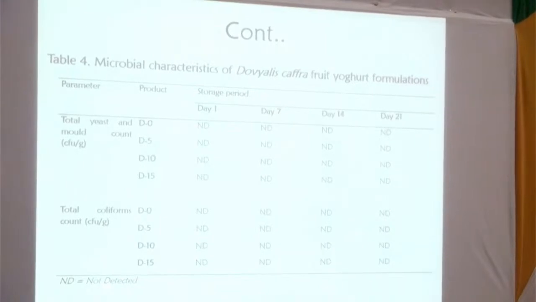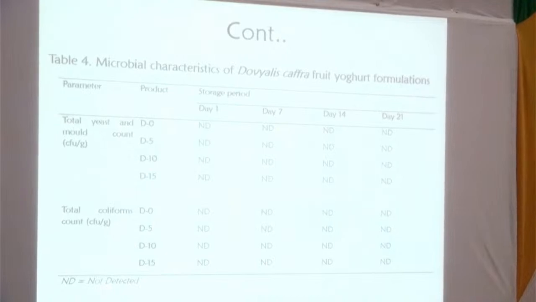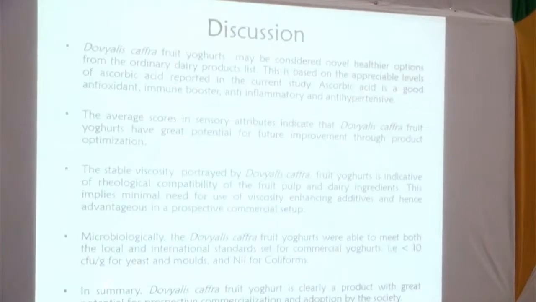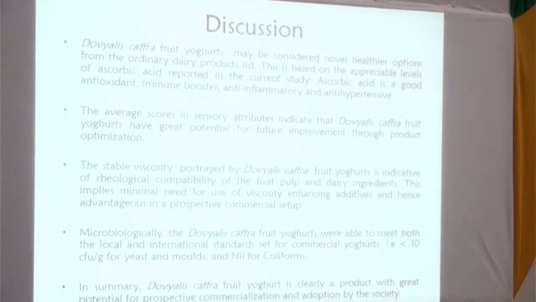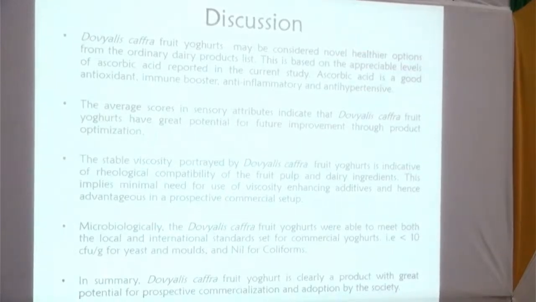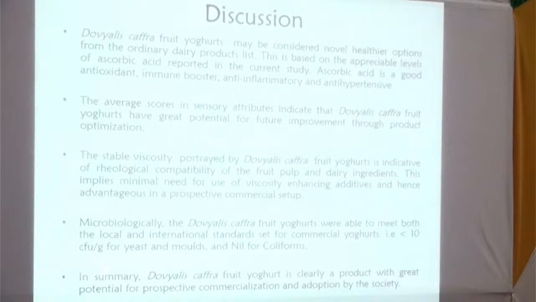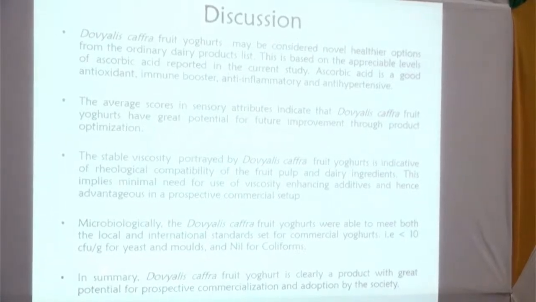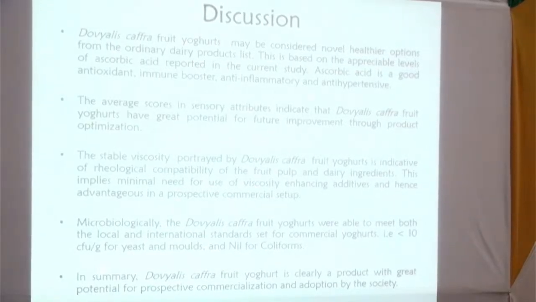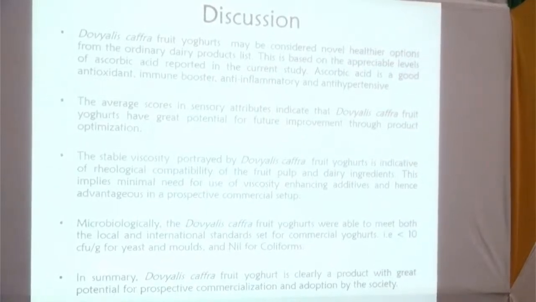In terms of checking the microbial quality of yogurt over storage, we checked for molds and yeasts. They were not detected in the product. So basically, in the discussion, Dovialis cafra yogurt can be considered a novel, healthy option compared to ordinary yogurt, because one, it is high in ascorbic acid. Ascorbic acid is known to be an antioxidant. It can boost immunity, and also has anti-inflammatory and antihypertensive properties.